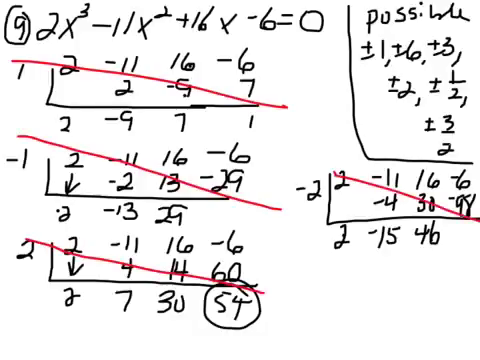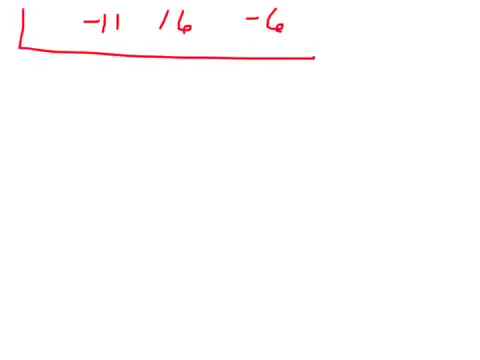Okay, so let's go to a new sheet. Negative 11, 16, negative 6. Okay, so now I'm going to try 3. I wish I had not picked red to write with. Drop down the 2. 3 times 2 is 6. Negative 11 and 6 is negative 5. 3 times negative 5 is negative 15. 16 and negative 15 is 1. 3 times 1 is 3. Not 0. That one didn't work.